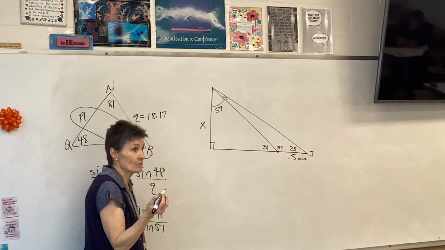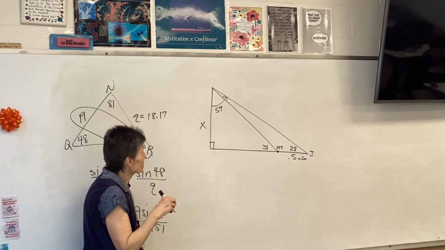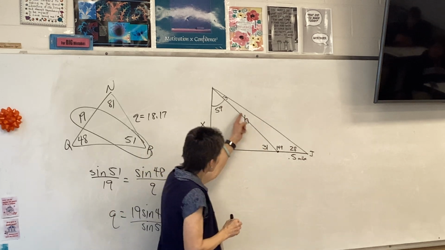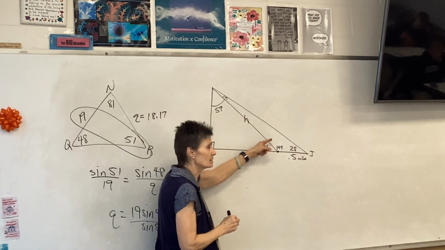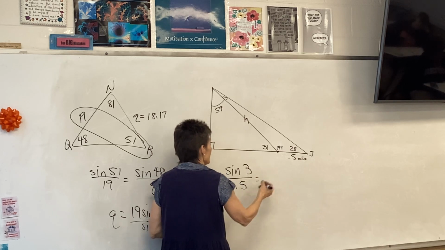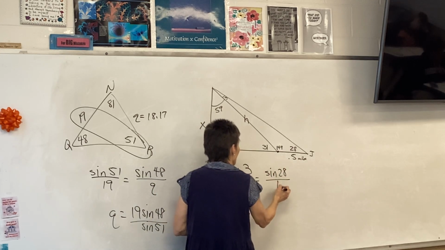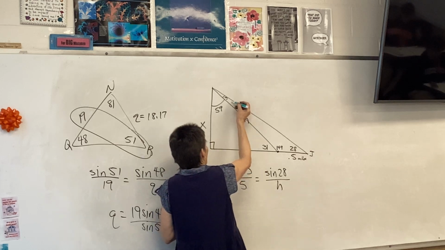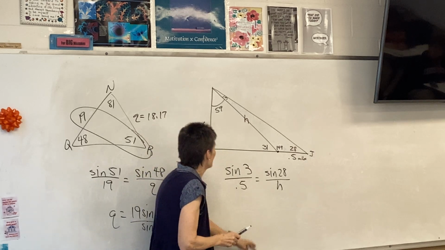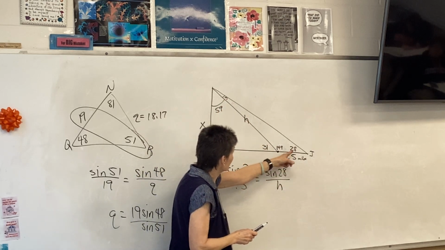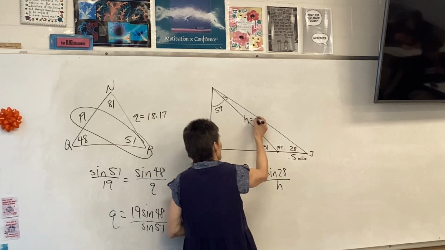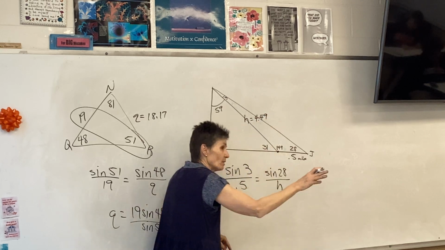Okay, so I got all my angles. Could I find my hypotenuse using the law of sines? Sine 3 over 0.5 equals sine 28 over h. With these, I am looking at this triangle right here, the skinny little triangle. He's already worked that out and got 4.49. Hold that on your calculator.